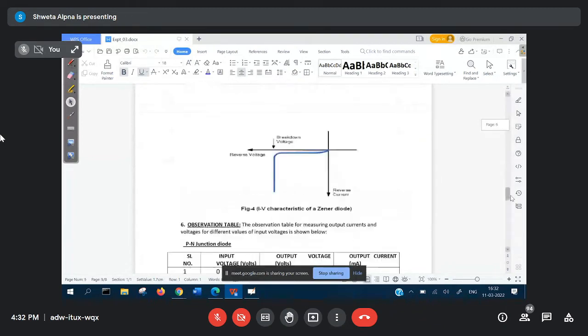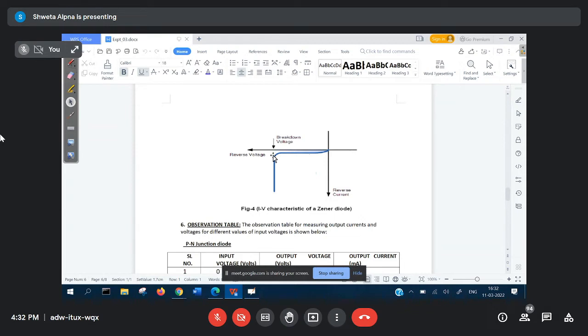In the case of a Zener diode, because we are connecting it in reverse bias, the y-axis is called reverse current and the x-axis is called reverse voltage. As you can see in the graph, as we slowly increase the reverse voltage, you get a small amount of current, and at some particular value of the reverse voltage, you will find that the current suddenly begins to increase.